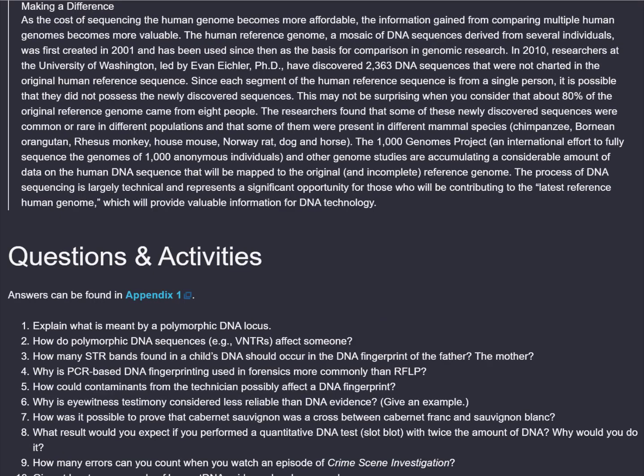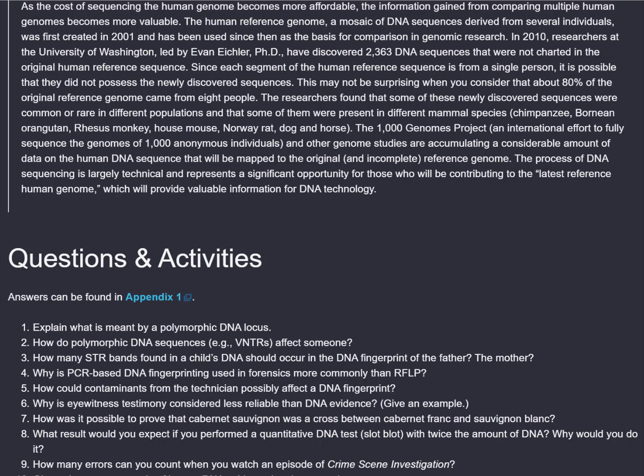Making a difference. As the cost of sequencing the human genome becomes more affordable, the information gained from comparing multiple human genomes becomes more valuable. The Human Reference Genome, a mosaic of DNA sequences derived from several individuals, was first created in 2001 and has been used since then as the basis for comparison in genomic research.